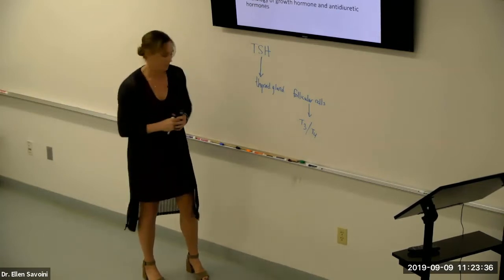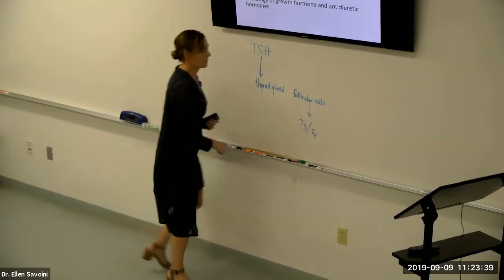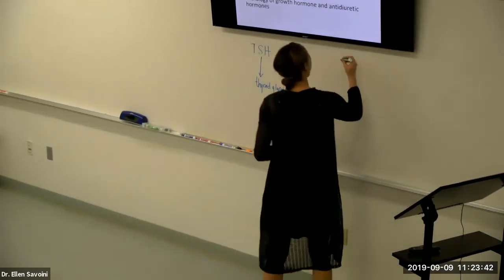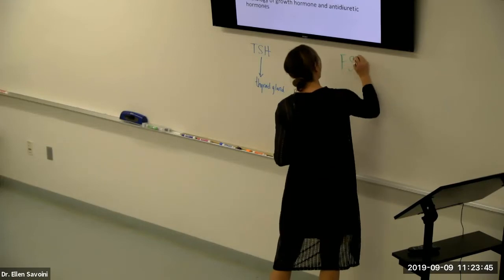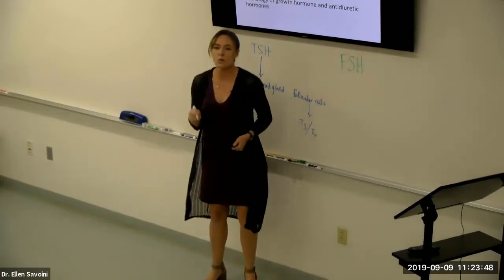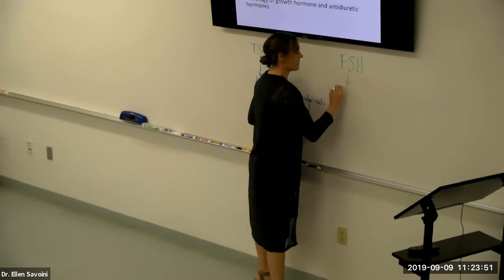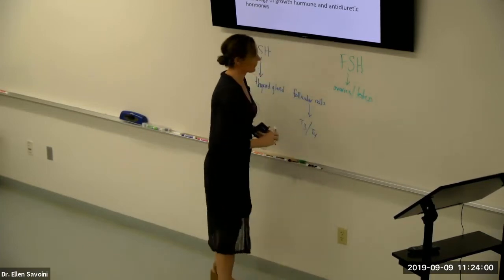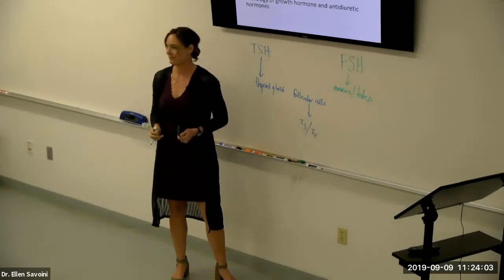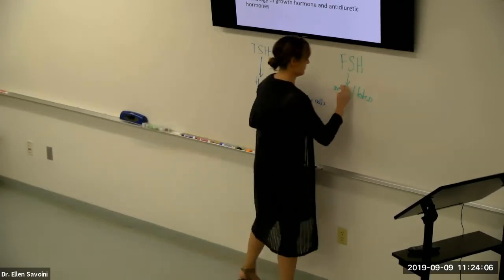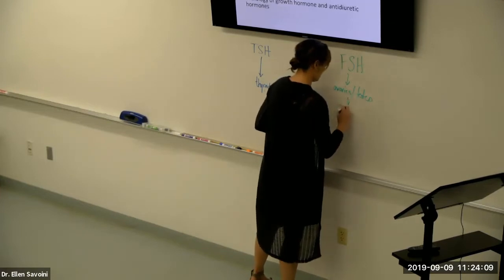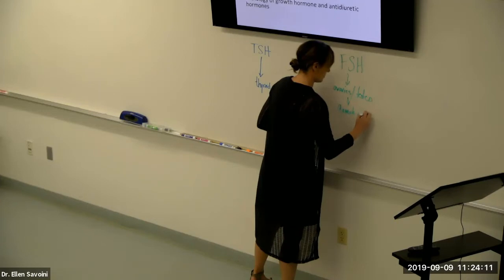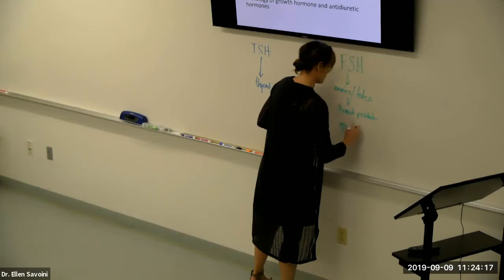What's the next hormone? Okay, so we'll do follicle, our first of our gonadotropins, follicle stimulating hormone. What is its target? Yep, so it's our gonads, which would be ovaries and testes. And what do we want them to do? Gamete production. Which would be egg or sperm production.